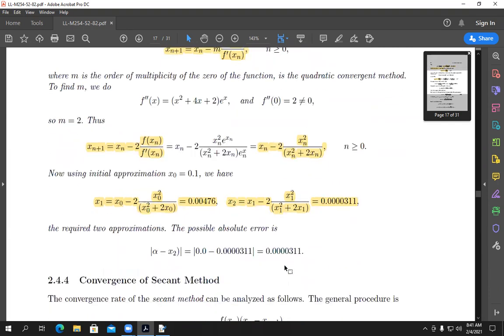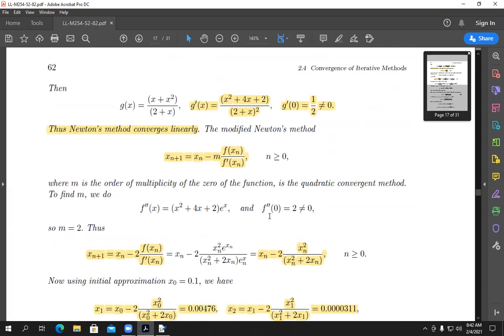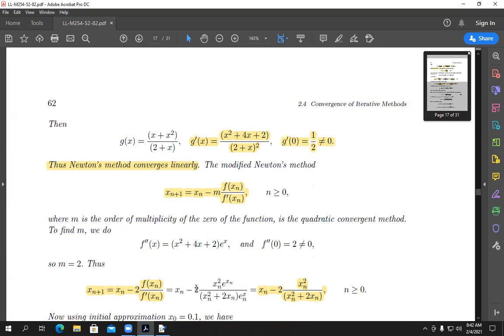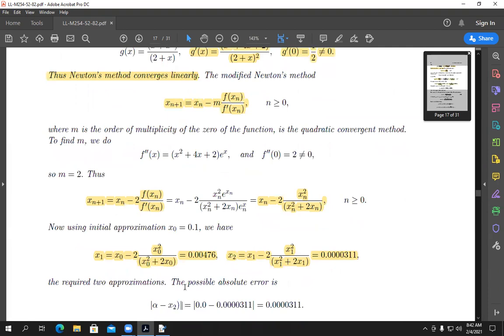And then he says compute the absolute error. What is the absolute error? Now, this is an extra bracket here, leave that one. The absolute error is alpha minus x2. Alpha is given as 0, and x2 you just find out; 0 minus this one is the absolute error we have here now.